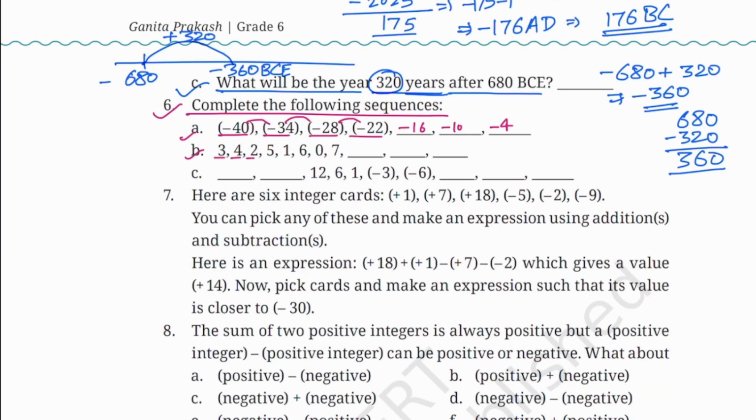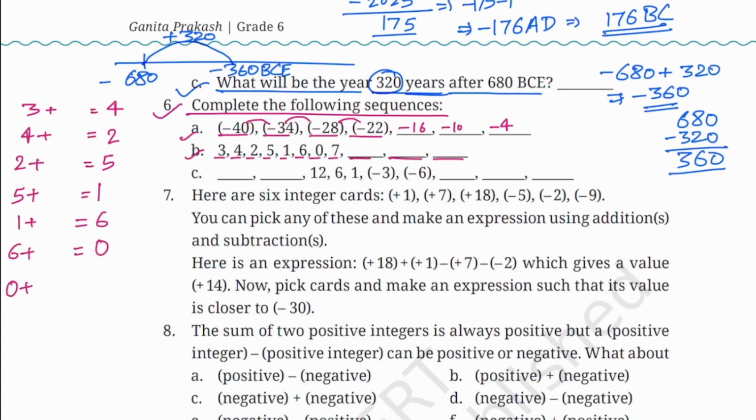B. 3, 4, 2, 5, 1, 6, 0, 7, dash, dash, dash. 3, something added gives 4, then 4, something added gives 2, 2, something added gives 5, then 5, something added gives 1, 1, something added gives 6, 6 plus something is equal to 0, 0 plus something is equal to 7, 7 plus something is equal to dash, and so on.